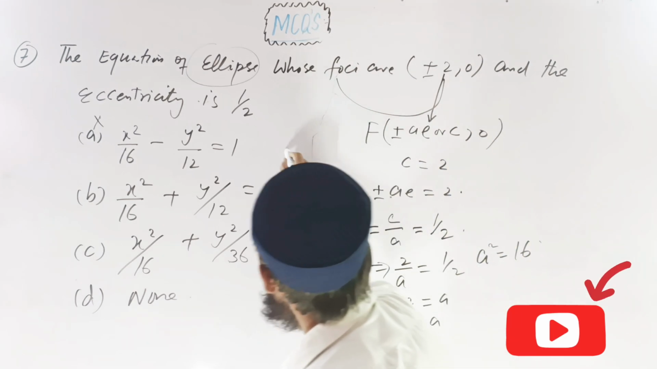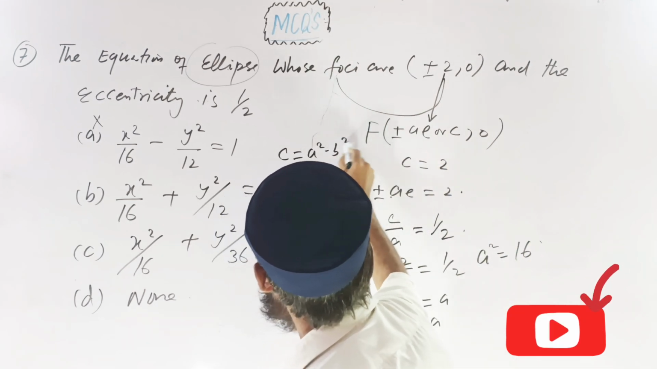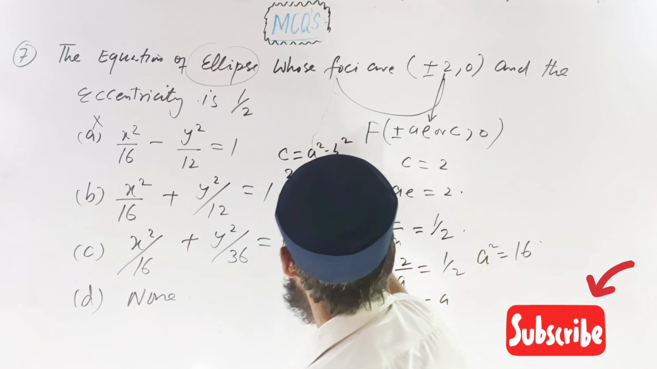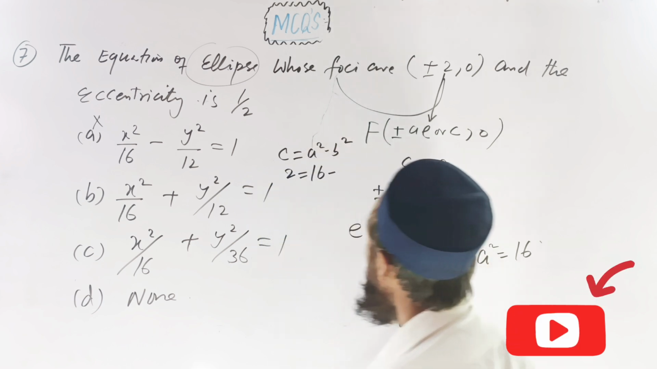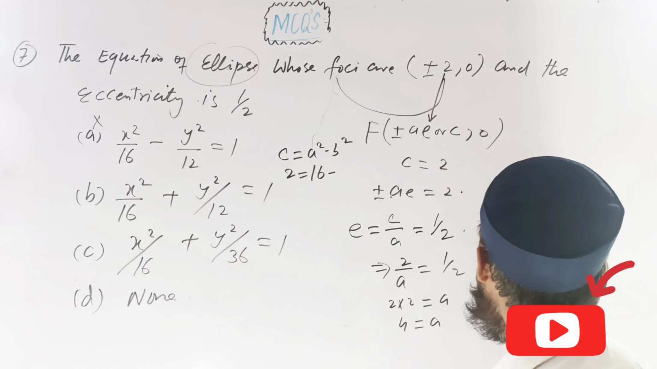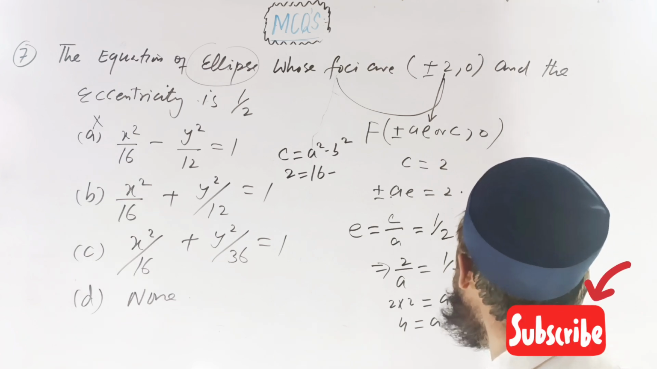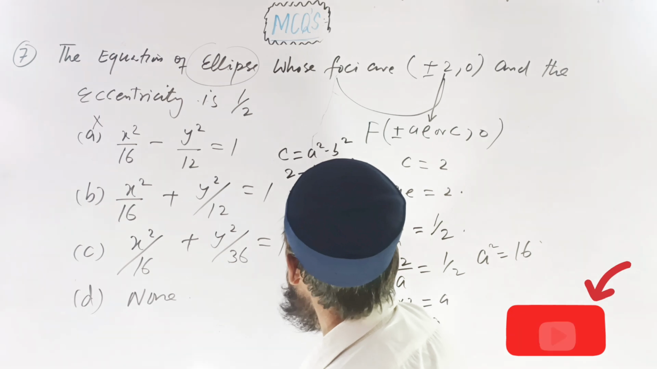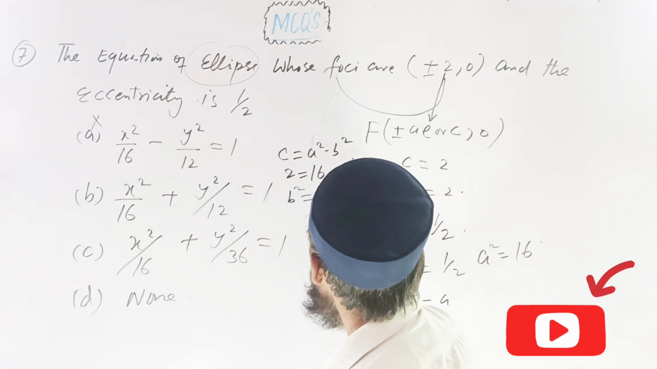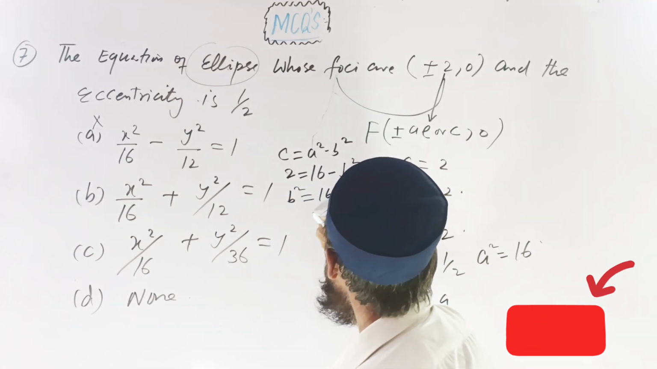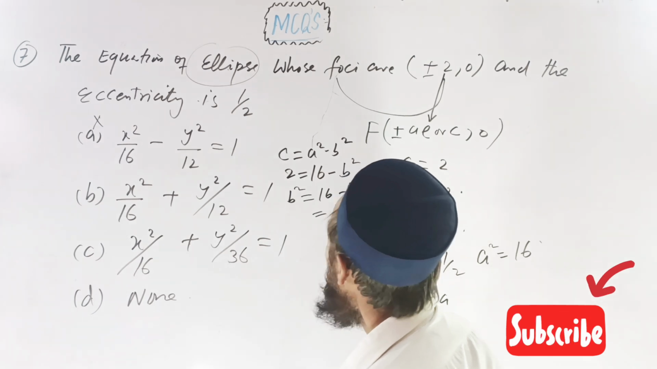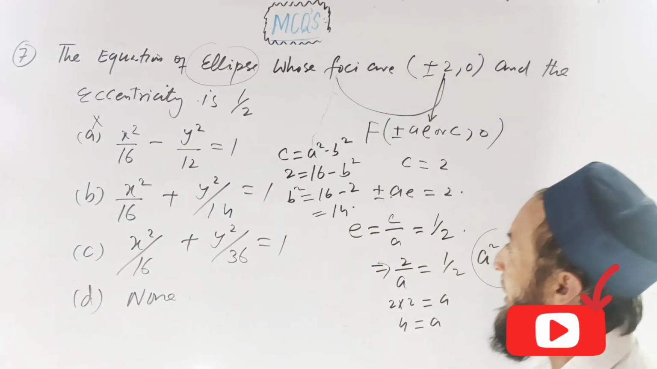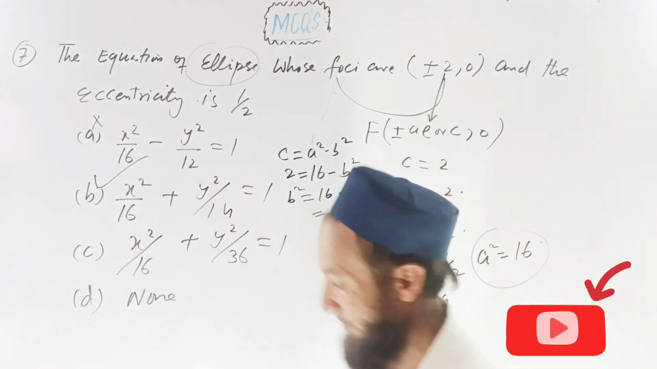As we know that c square is equal to a square minus b square, and c is given as 2, and a square we have found to be 16. What is the value of b square? If we compute 16 minus 4, we get here 12. So the answer B will be the correct option.